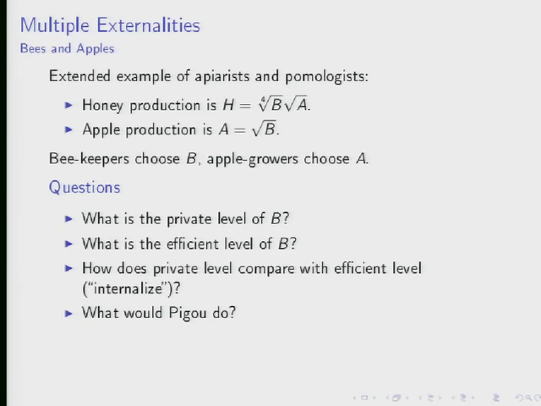I want to tell a story where we have a production function for honey. H is honey. I'm going to make it a function of two inputs. One is the number of bees, so B is the number of bees. It's also going to be related to a variable that the beekeeper doesn't control, which is the number of apple trees next door, and that's capital A.